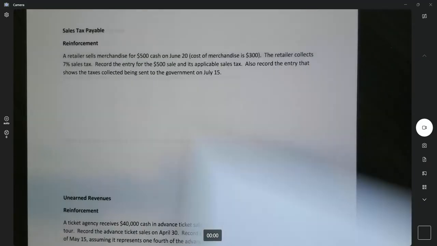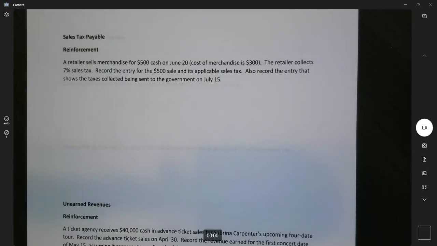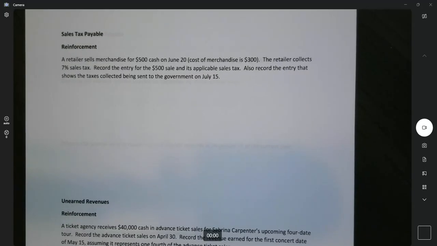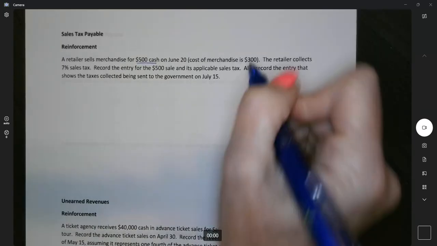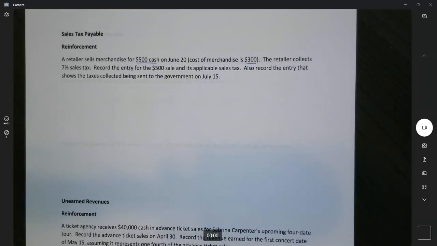The first thing we're going to take a look at in terms of our current liabilities is sales tax payable. With sales tax payable, mainly we collect the sales tax and we turn around and pay it to the government. So we're going to look at an example related to that. A retailer sells merchandise for $500 in cash on June 20th, and the cost of the merchandise is $300. The retailer collects 7% sales tax. We're going to record the entry for the $500 sale and the applicable sales tax. We'll also record the entry that shows the taxes collected and sent to the government on July 15th.